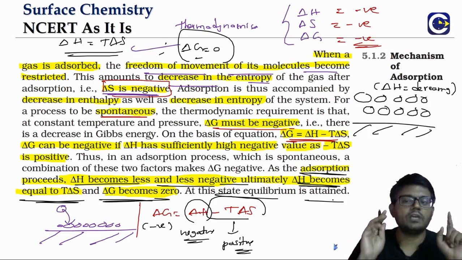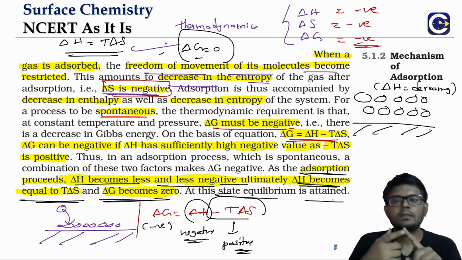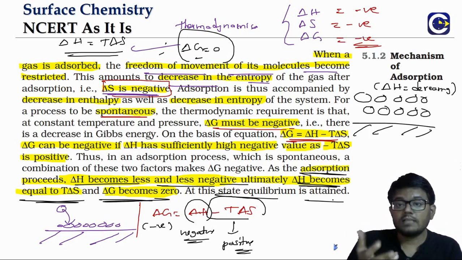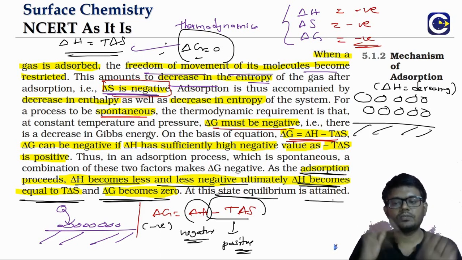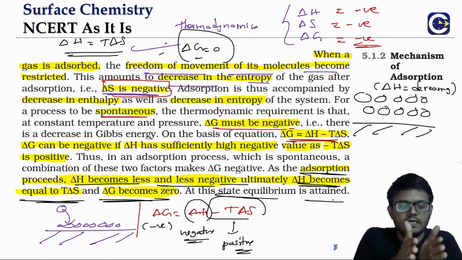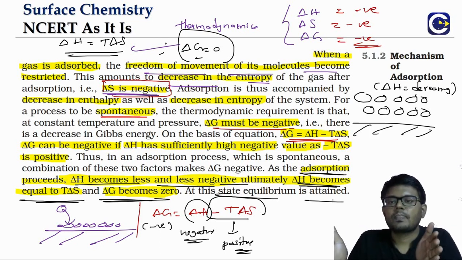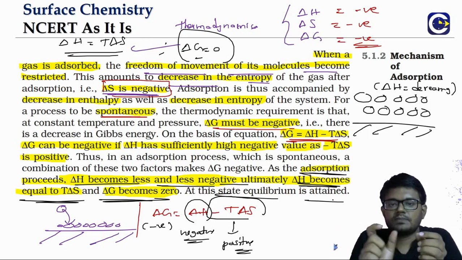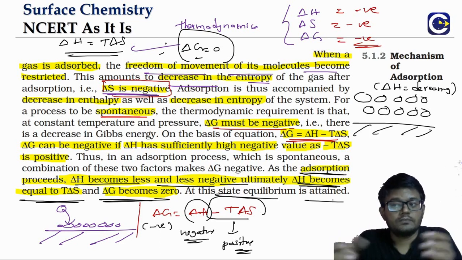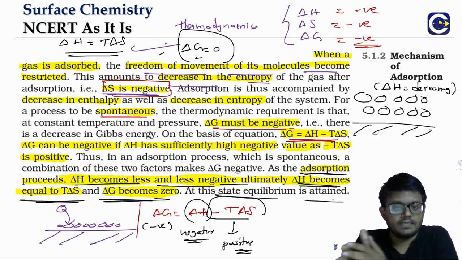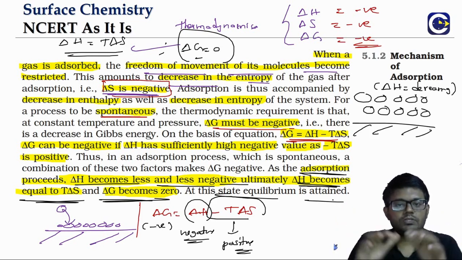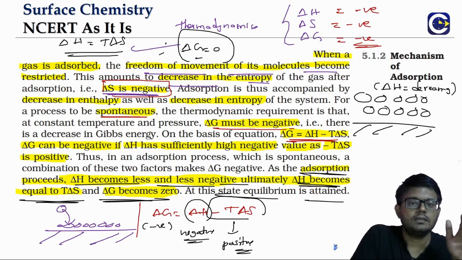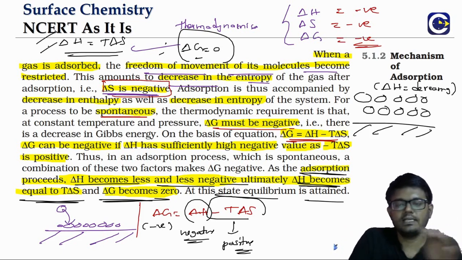So what are the three things we need to keep in mind for the adsorption? Enthalpy change negative, entropy change negative. Because it is spontaneous, del G also will be negative. Okay, so this is what we need to keep in mind. And as the adsorption proceeds, we will see that del H becomes less and less negative, meaning the amount of heat released will keep on decreasing as more and more layers are getting formed. And eventually we will reach a stage where the delta H becomes equal to T delta S. That is the equilibrium stage.